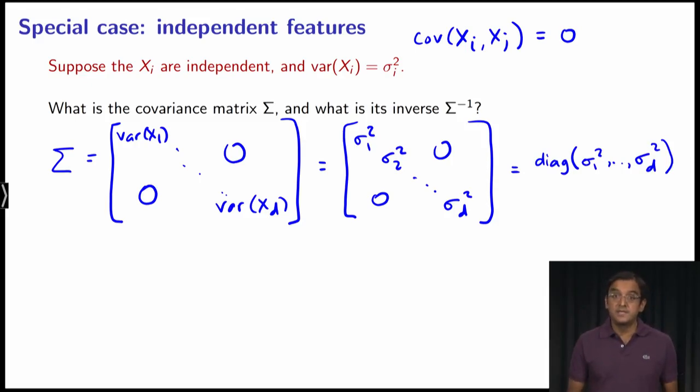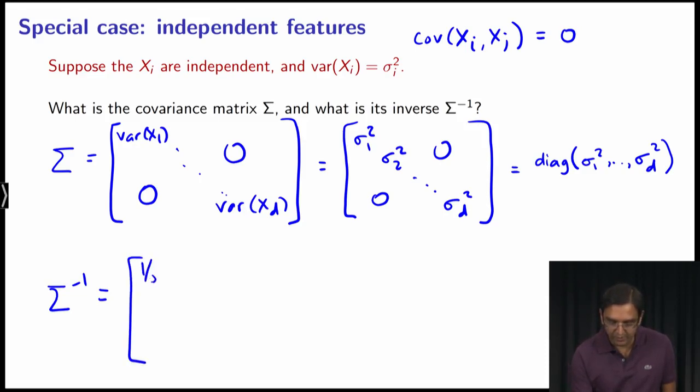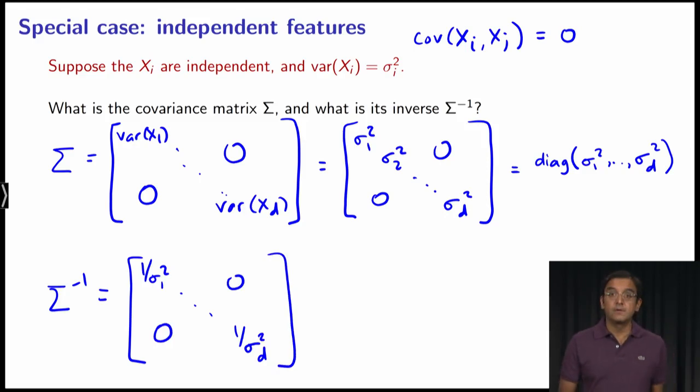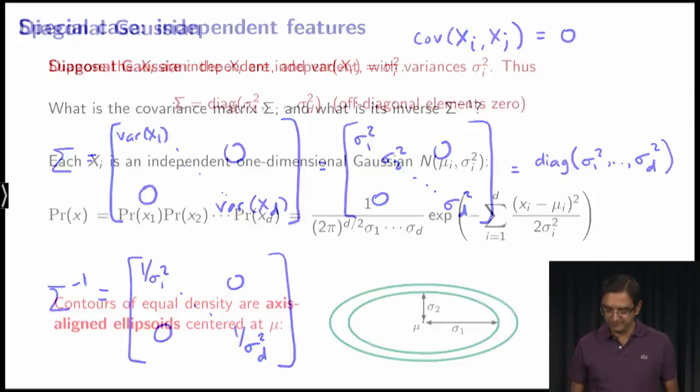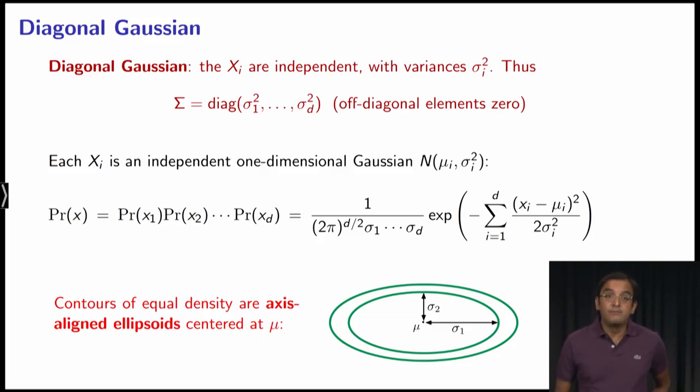Now, in order to compute the density, we also need the inverse of this matrix. What is that? Well, it's easy to invert a diagonal matrix. You just invert each element along the diagonal. So the inverse is 1 over sigma 1 squared all the way to 1 over sigma d squared. And that's it. Because this covariance matrix is diagonal, we sometimes call this the diagonal Gaussian. And the covariance matrix being simple makes it rather easy to simplify the density.